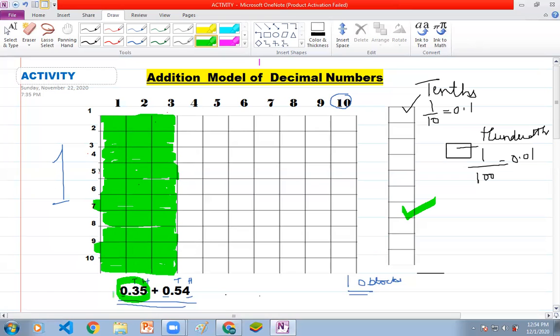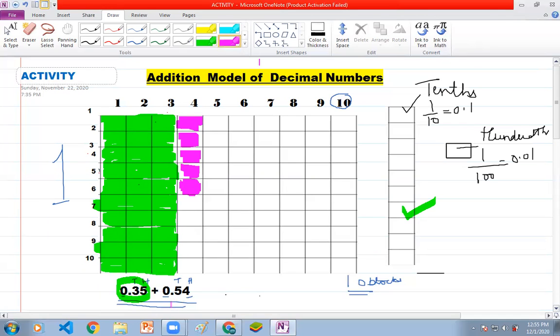This is 0.3, and now I am going to represent 5 hundredths. So this is nothing but 0.05 I need to represent. So 5 is on the hundredths place. For the hundredths, I need to color blocks. So how many blocks do I need to color? 5 only. So I will take a different color to represent the hundredths place. 1, 2, 3, 4, 5. I have to take 5 blocks.